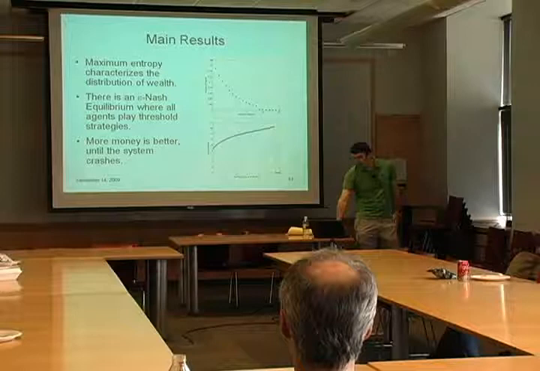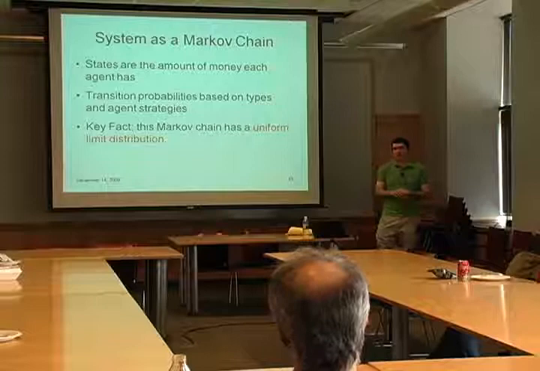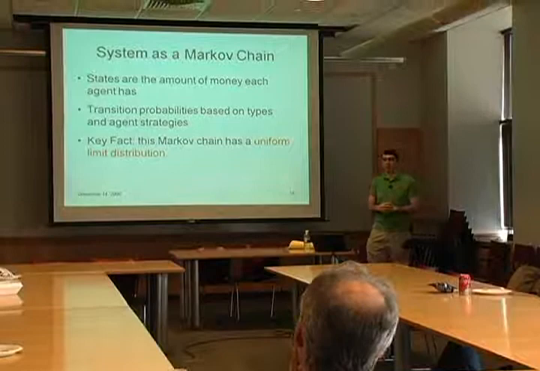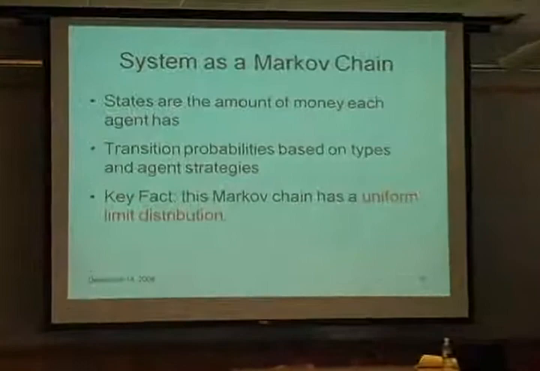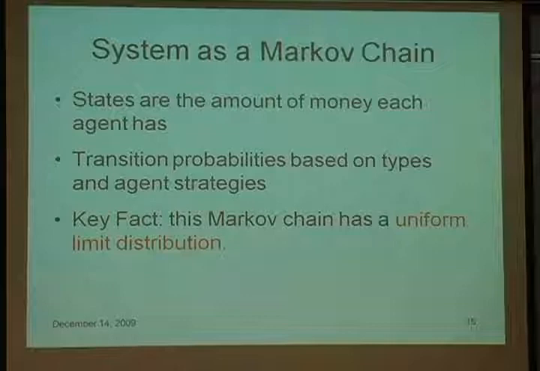Going on to the technical level, our understanding of how the economy behaves when everyone is using these threshold strategies comes from looking at the system as a Markov chain, where the states are the amount of money that each agent has, and the transition probabilities are determined based on the amount of money the agent has and what threshold strategy they're using.